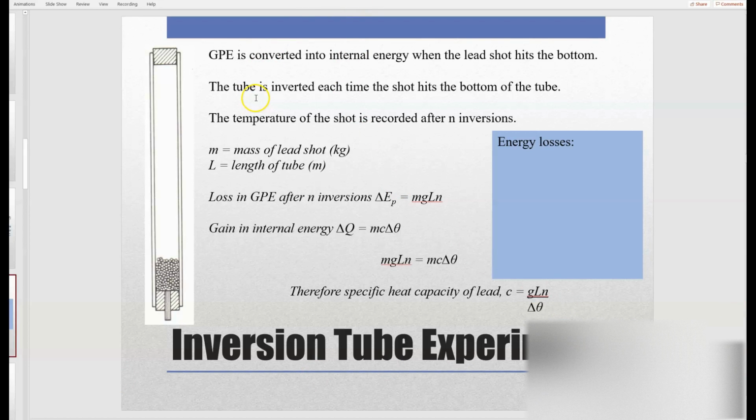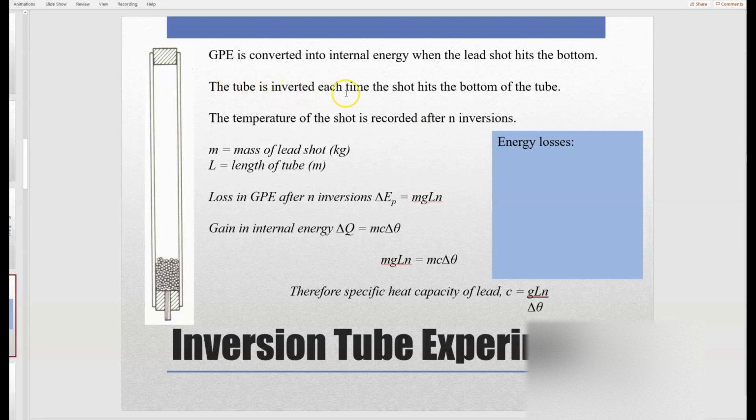First one is to determine the specific heat capacity of solids such as lead. So basically you have a tube, and in that tube you put some of your metal, but they're in pellets, like these little balls, and in the end here you put a thermometer. Now if you turn the tube upside down, gravitational potential energy is converted into internal energy when the shot hits the bottom. So GPE turns to kinetic energy. When it hits the bottom, it will turn into internal energy and raise the temperature.